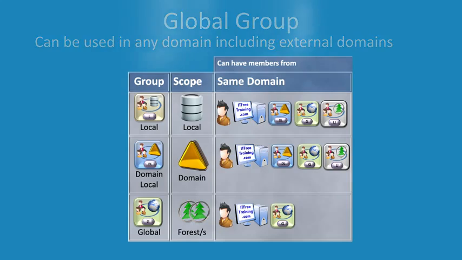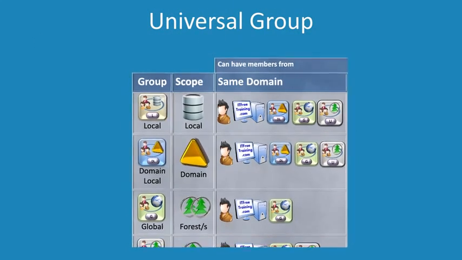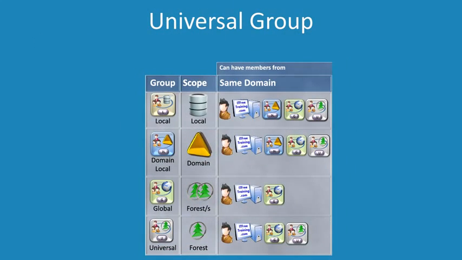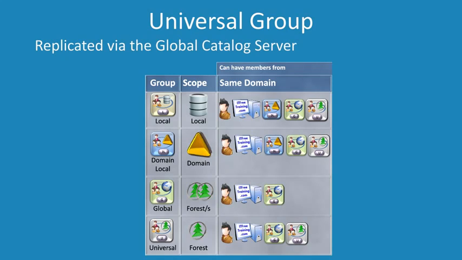The last group that I want to look at is the universal group. The universal group is a special kind of group because it is stored within the global catalog server.